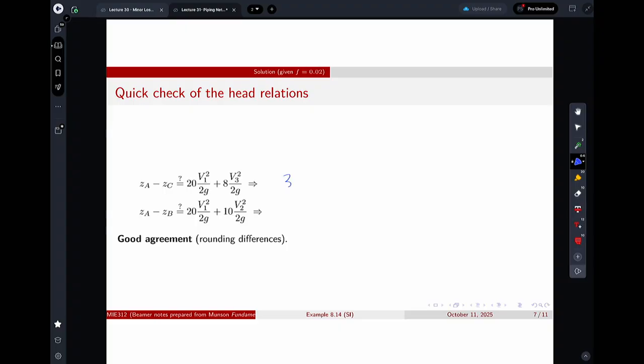Having solved all of that, you end up with 30.4 meters out of this, 24.35 meters, and so the height difference, based on using the result that you got, actually works. It's correct. And so good agreement. There's a rounding error associated with calculating things, but there's always going to be a rounding error.